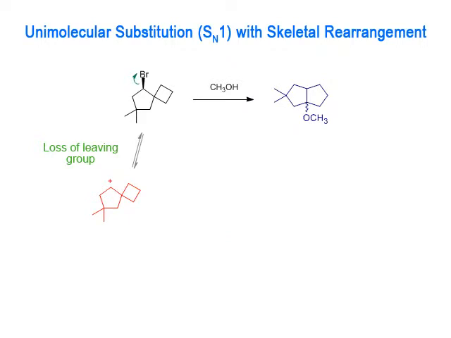Since this is an SN1 reaction, the first step will be rate determining, in which the leaving group is lost to form the unstable carbocation. And because this is an unstable carbocation being secondary, and it has a strained four-membered ring attached, this will undergo rearrangement to form a much more stable tertiary and less strained carbocation as shown.